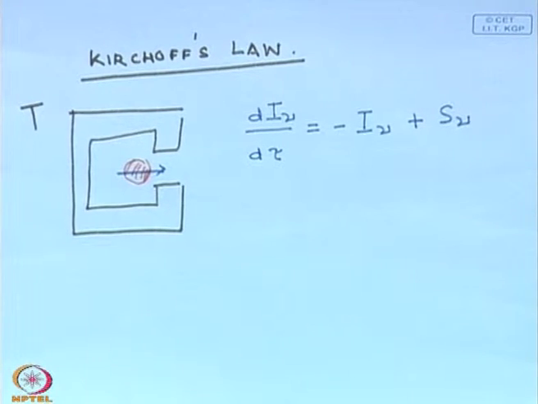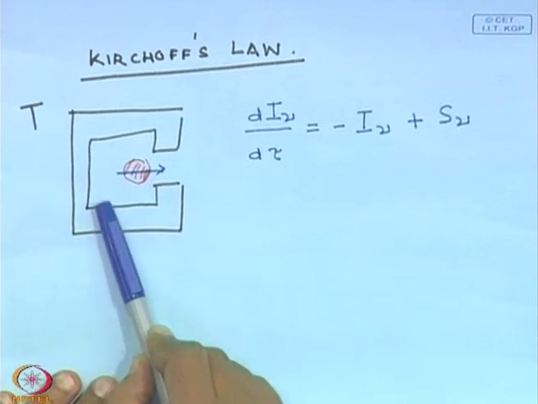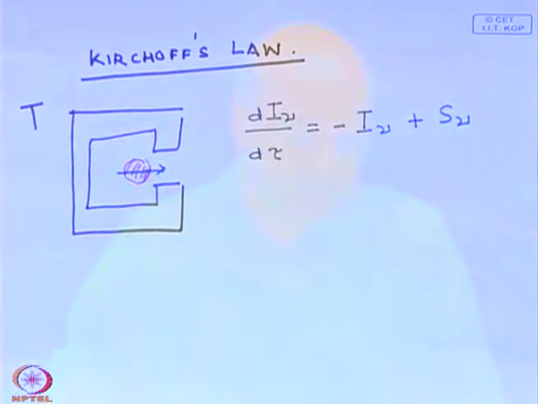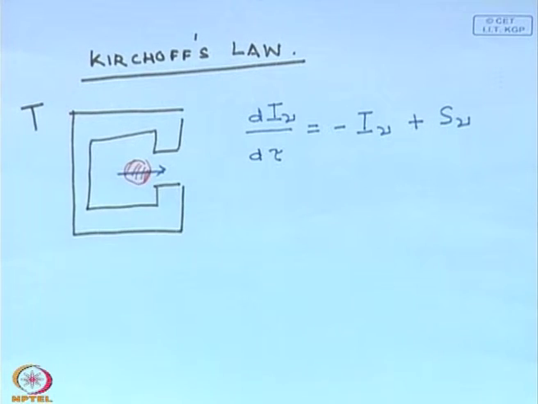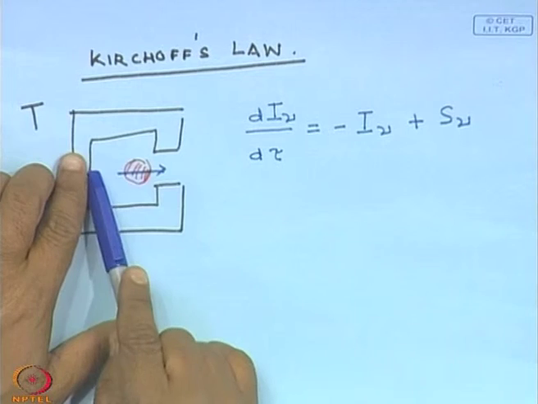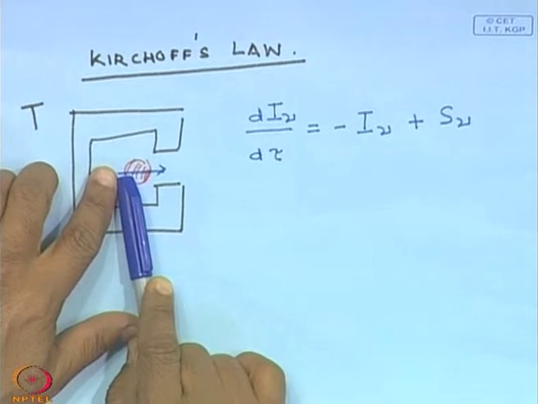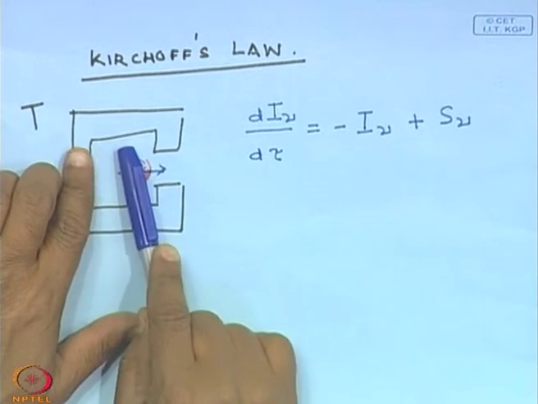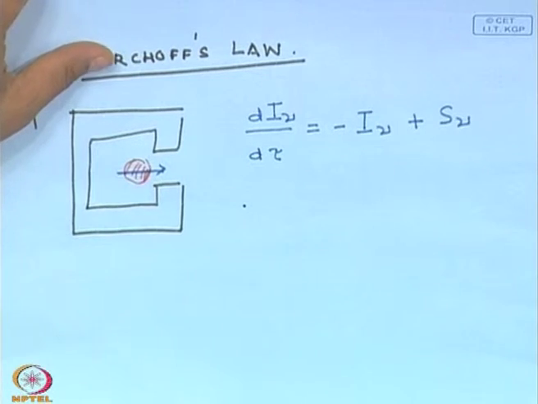Now, note that even though we have introduced this material at a temperature T, it still remains to be a black body cavity, because this is at the same temperature as the rest of the wall. Okay. So, this again is a black body cavity and the incident radiation on the left hand side, we know that it is the Planck function, that it is inside the black body cavity. So, the incident radiation we know is the Planck function.